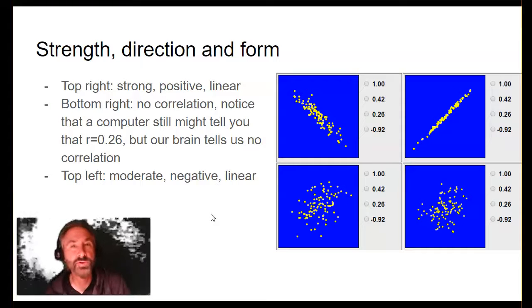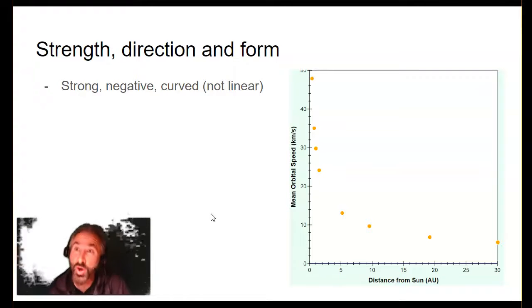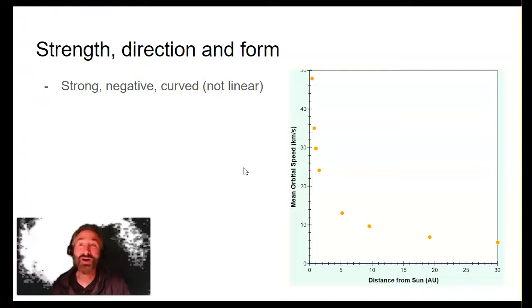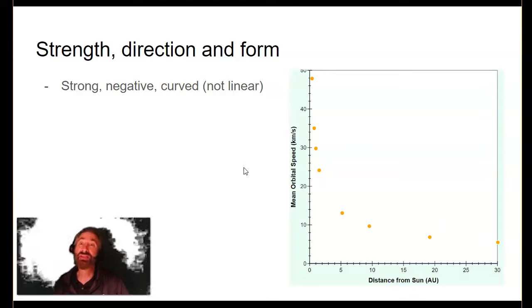Let's take a look at some more examples so you can really nail this down. For this data, the sun versus the orbital speed, the strength of the relationship, of the association, is strong. I mean, if you drew a line through these dots, if you could figure out the curve that goes through those dots, they'd all be right on it. It really looks like there's a strong mathematical pattern there.